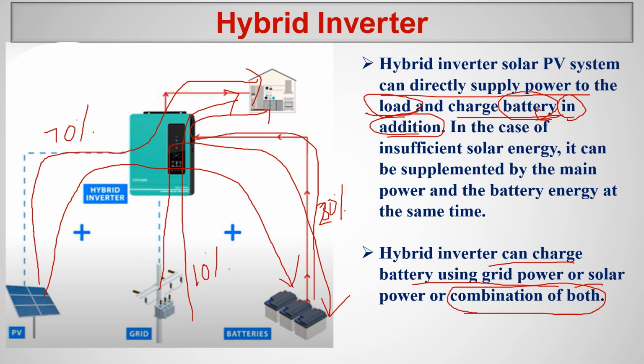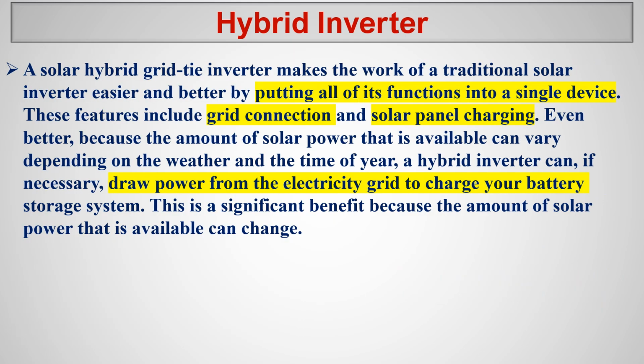So charging can be done by two energy sources. One is the grid, power from the grid, and the other is power from the solar panels. Both at the same time can charge the battery. So this is all not possible with normal inverters.